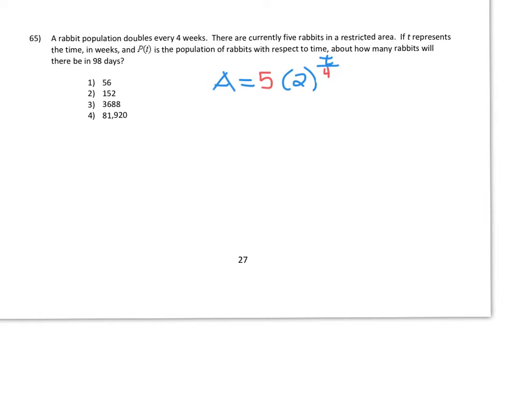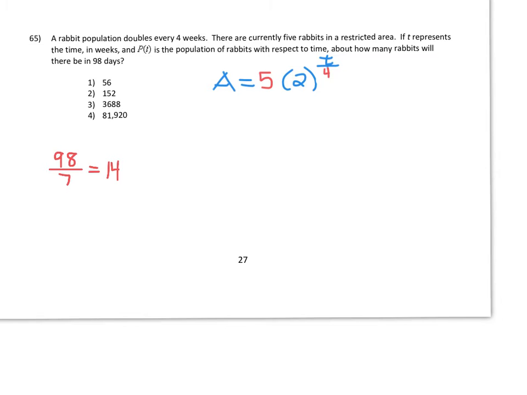Then it says if T represents the time in weeks and P of T is the population of rabbits with respect to time, about how many rabbits will there be in 98 days? Okay, this is in terms of days. And remember, we were doing time in terms of weeks. So if we want to convert from days to weeks, let's take 98 days and divide it by the number of days in a week. And when we do, what does that give us, 14? Yeah, that gives us 14.